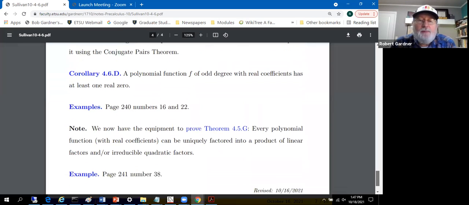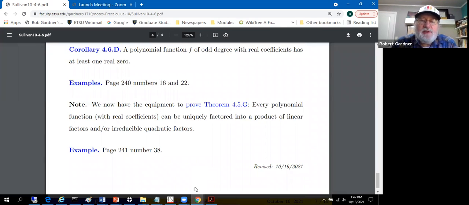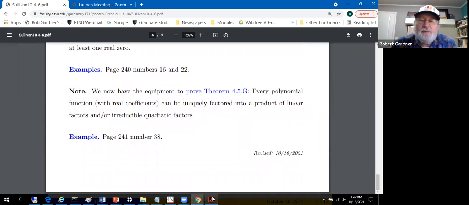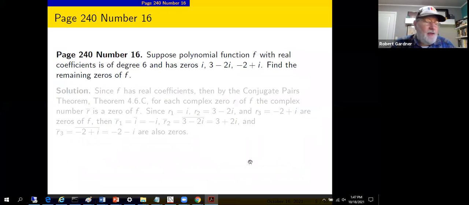Let's do a couple of examples, 16 and 22 from the section. Okay, here they ask us to find a polynomial with certain properties. Suppose polynomial function f with real coefficients is of degree 6 and has zeros i, 3 minus 2i, negative 2 plus i. Find the remaining zeros.